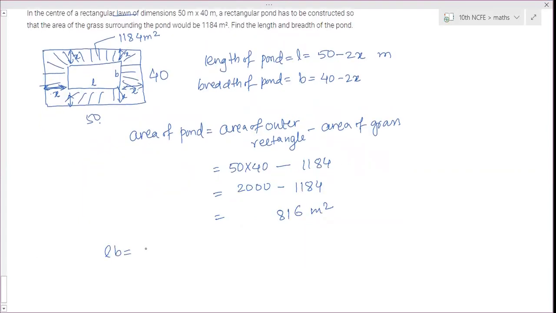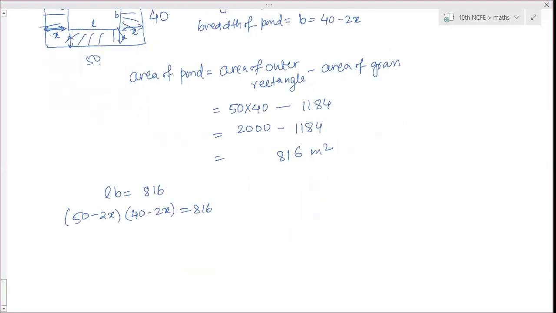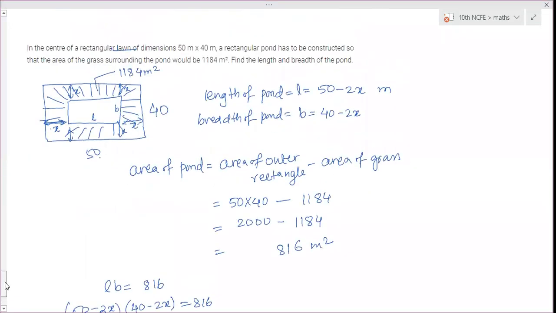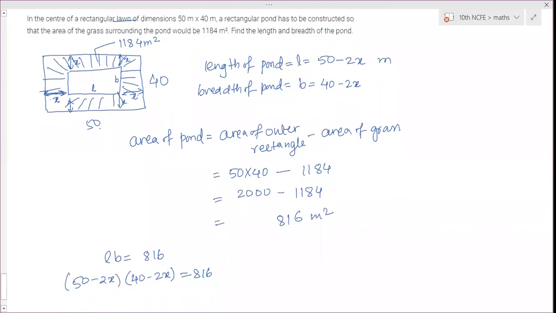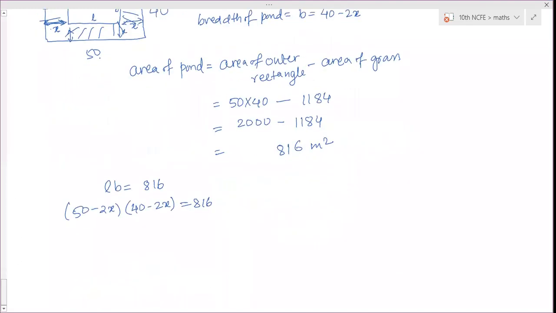So now here length and breadth of the pond you already have. So length into breadth is equal to 816. What is length? 50 minus 2x. Breadth is 40 minus 2x is equal to 816. Clear now? So here you have to consider that the width of that grass area is equal. This kind of questions you have solved earlier. Now here we have to find out the value of x. So for finding value of x, there will be a quadratic equation.